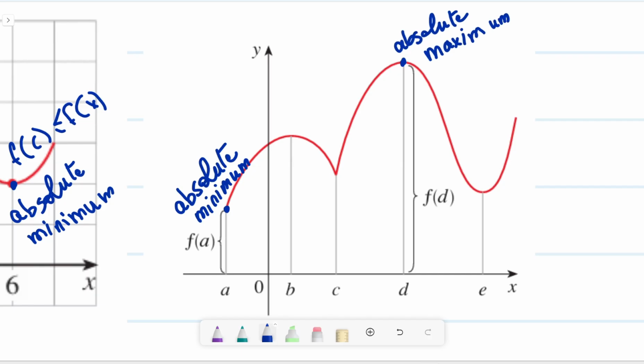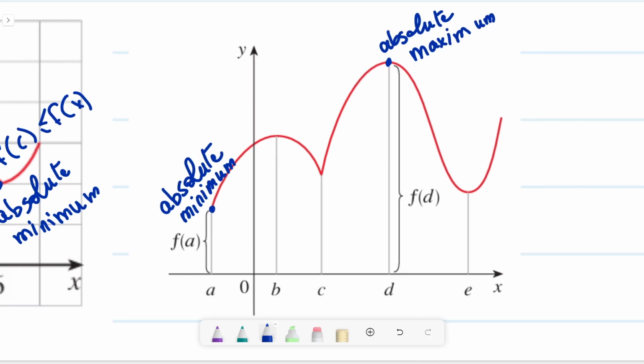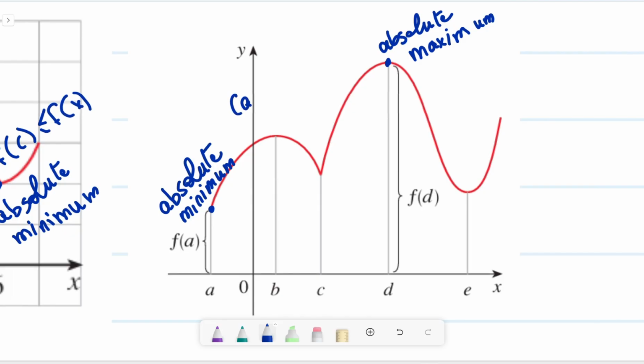Now we will choose some intervals. Let's start with the interval a to c. I will highlight it in green. So we will identify the local minimum or the local maximum. What is the highest point in this interval? It's when x equals b. So this is the local maximum.